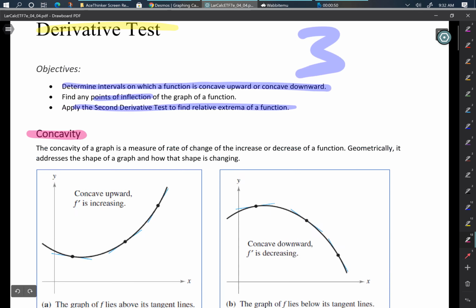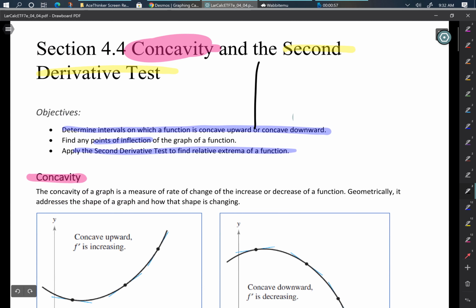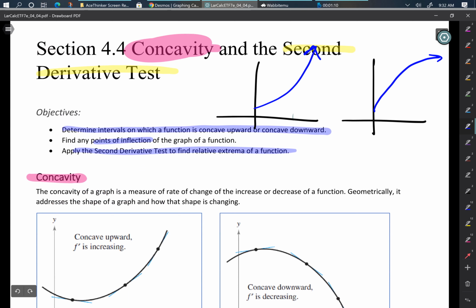All right, so more specifically, in section 4.3, we took a look at the idea of increasing and or decreasing functions. But what we didn't address is that there are a couple different ways that increasing can occur. You could have a function that increases in this manner, or you could have a function that increases in this manner. Now, both of these functions are increasing functions, so both of these functions would have a positive first derivative. But the way that they're increasing is different.